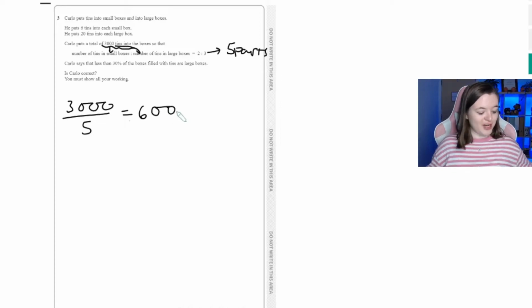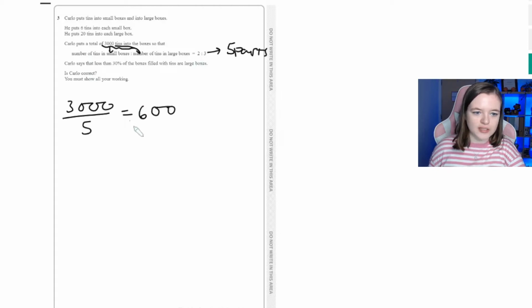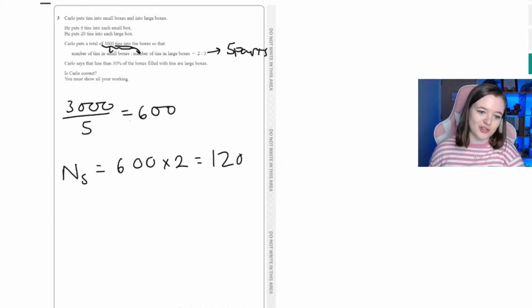Let me double check. I think that's right. My mental maths, I don't trust myself enough. It is 600. I need to trust myself more. So 600. And then we know there's 600 groups of this 5. So therefore, the number of tins in small boxes is going to be 2 times this 600. So the number of tins in the small boxes is 600 times 2, which is 1,200.